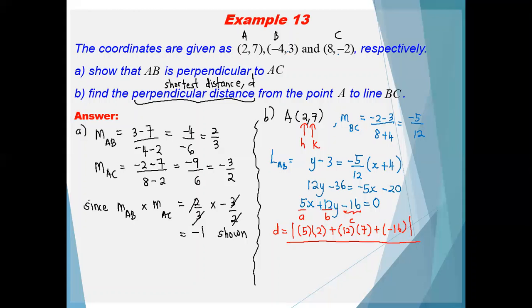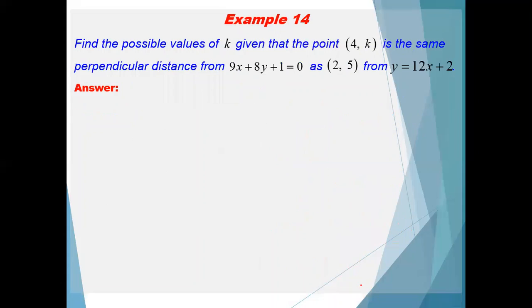over square root of A square plus B square. So sorry, A adalah 5. Okay, A adalah 5. So 5 square tambah dengan 12 square. So equal to, okay, 78 over 13. So it is actually equal to 6 unit. Okay, so that is the answer for B.